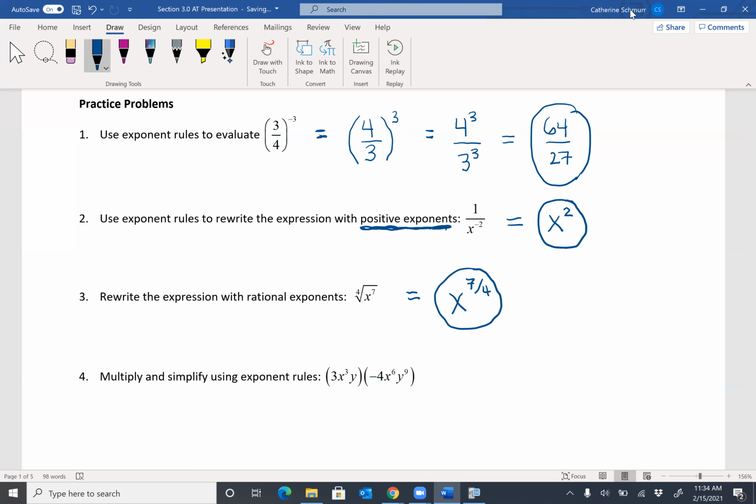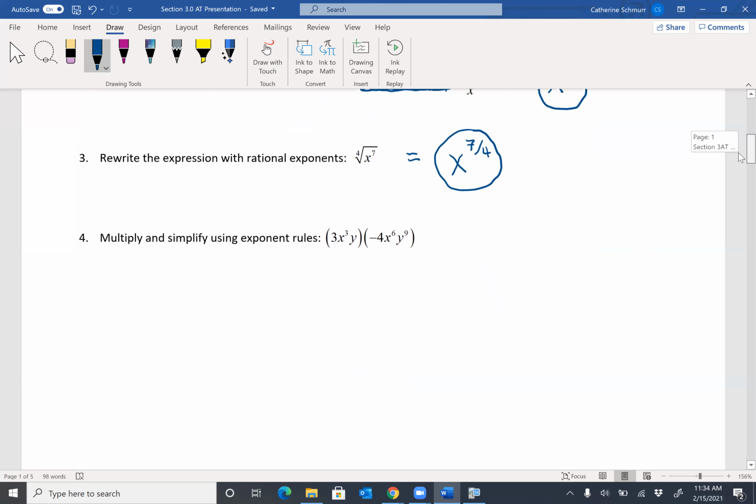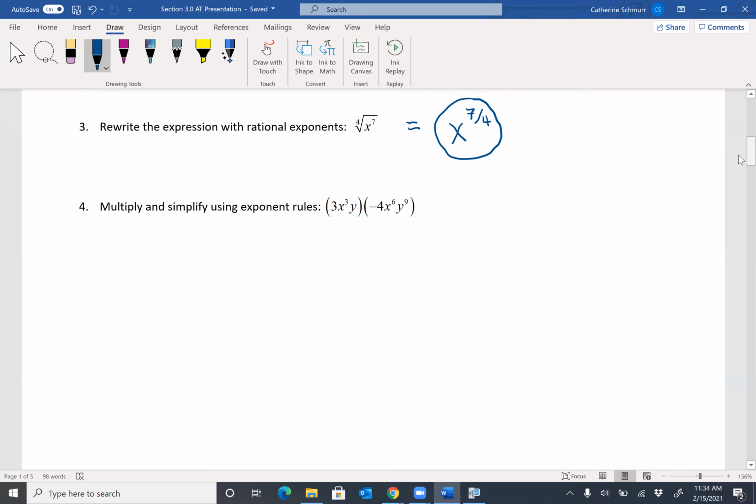Okay, so now we get a little more complicated. We're asked to multiply and simplify using exponent rules. So when I'm multiplying these expressions, what I'm going to do is look for the scalars, so the 3 times -4. So this is going to become 3 times -4. And then I look for the ones that have the same base. So I'm going to rewrite the x to the 3rd and the x to the 6th next to each other. And I'm going to rewrite the y and the y to the 9th next to each other.